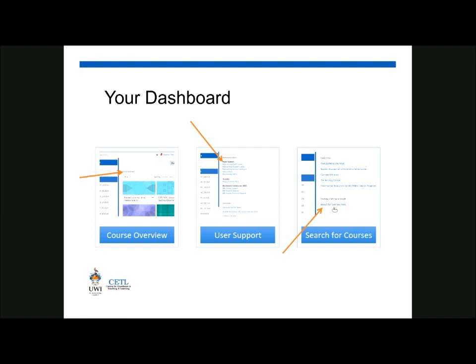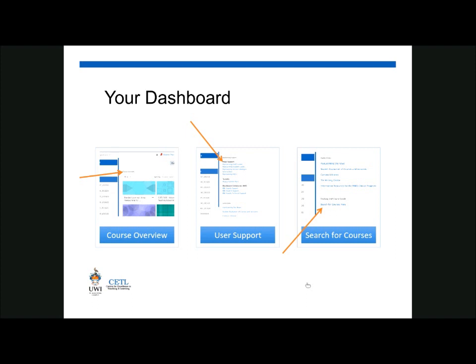Or for those of you who already have your enrollment key and you just want to find your course, because it's a whole lot of stuff you're seeing on that dashboard page, you can type in your course code and your course will come up. The link to your course will come up. You can click on it and you will enter your course. Everybody with me so far? Yes. Great. Okay, good.